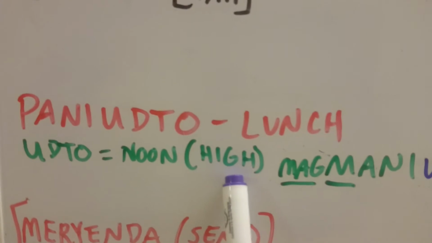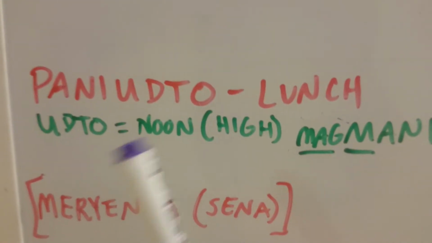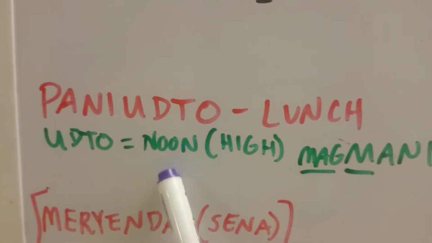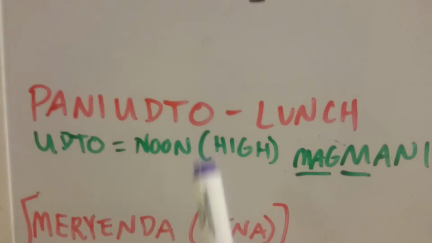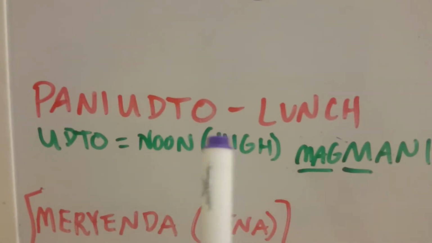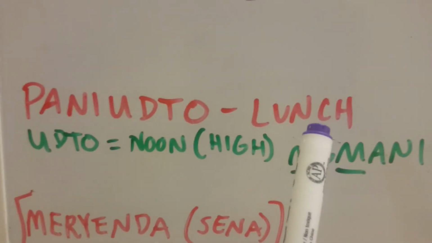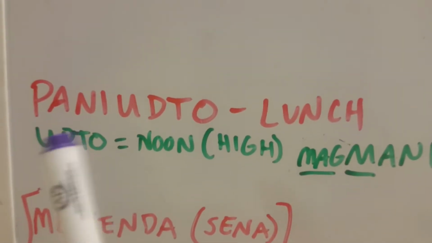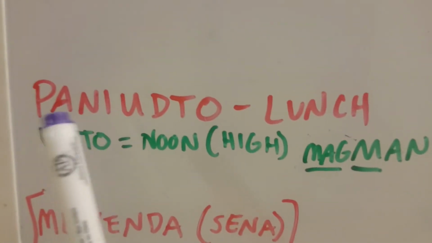And then during the day, when the sun reaches its high point, the highest point in the day, where the sun is at the peak, we call that udto, which is noon. That's high noon, when the sun is at its highest in the day. That's important, right? Udto. Pani udto is the word we get for lunch, and the prefix is pani, right?